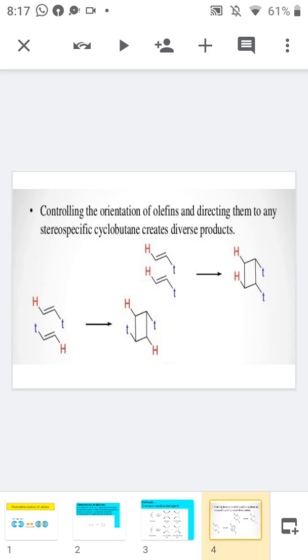Now see the first example, in which we are coupling the alkene with the trans alkene in which the hydrogens are in the same direction. If you couple them, we will get this product. Then if you couple the same trans alkene but the direction or alignment is different, we will get this product. Thus we can orient the substituted cyclobutane.